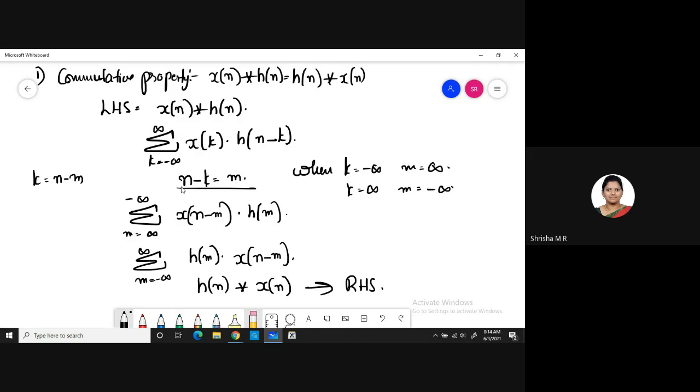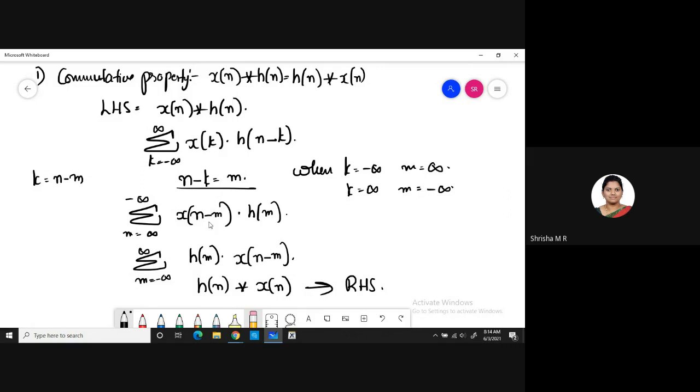If k is infinity, n minus infinity will be m is equal to minus infinity only. Okay, n is some value. If you subtract n from minus infinity, it will be minus infinity only, right? So you have upper limit and lower limit as infinity and minus infinity. So m is equal to summation of m is equal to infinity to minus infinity x of n minus m.